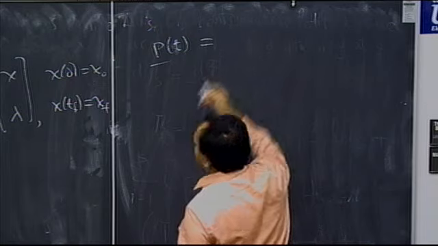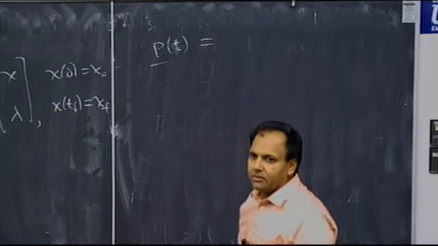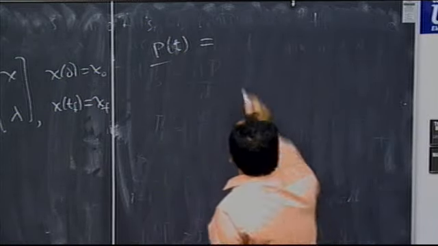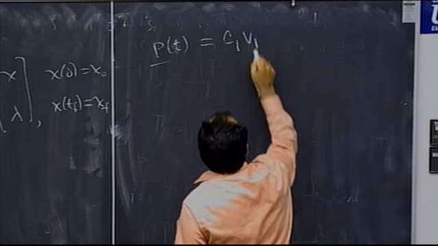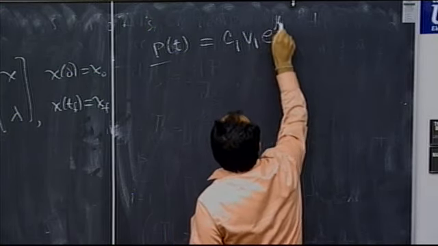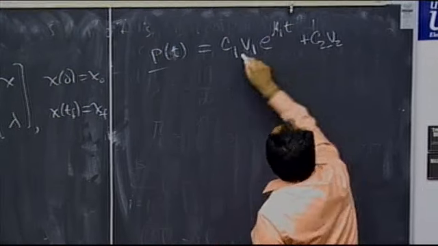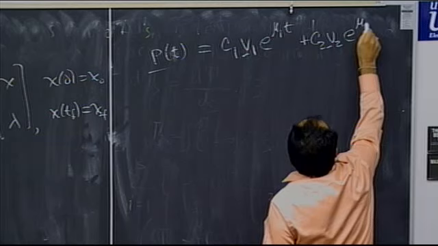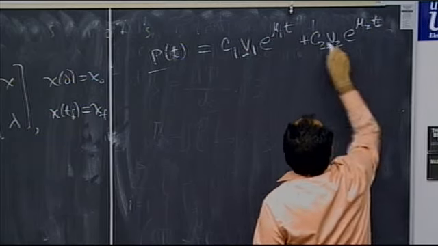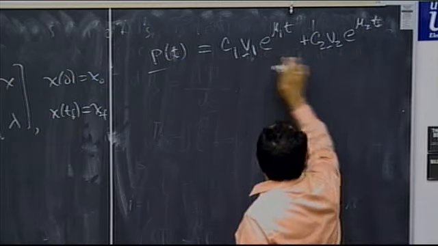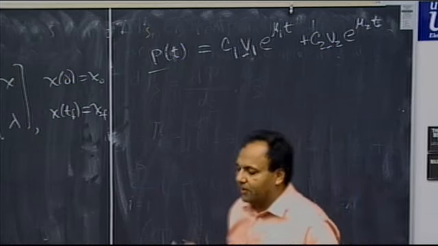It's equal to, in this case, how many eigenvalues and eigenvectors are there? There are 2, right? So it's equal to C1 times V1 times e to the mu1 t plus C2 times V2 e to the mu2 times t, right? I don't know what these constants are. These V1 and V2 are the eigenvectors. How do I get the eigenvectors?